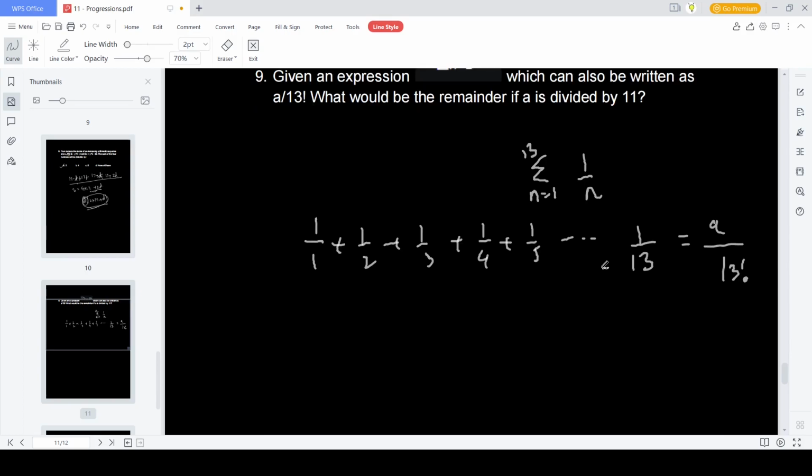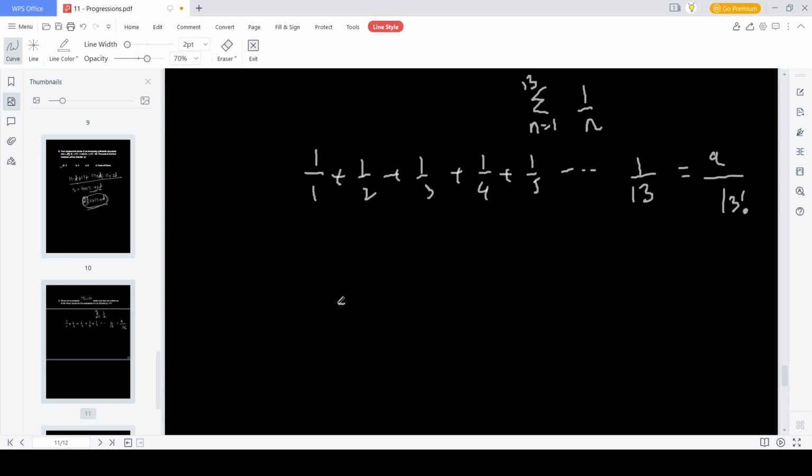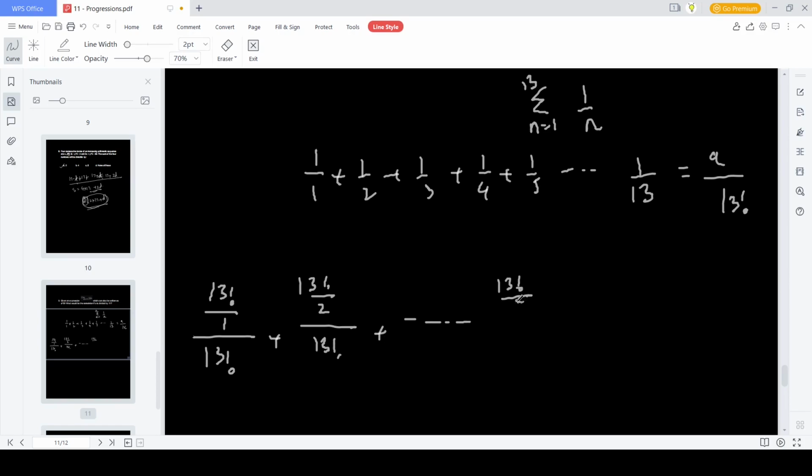Okay, factorial we know, right? Factorial is multiplying every number till that number. So from 1 till that number, multiply every number. So we can take the LCM for this whole thing and write the LCM as 13 factorial. So if you take 13 factorial as the common LCM, the first term can be written as 13 factorial by 1 by 13 factorial, plus 13 factorial by 2 by 13 factorial, plus so on, 13 factorial by 13 by 13 factorial is equal to a by 13 factorial. Okay, so I can cancel this 13 factorial everywhere.